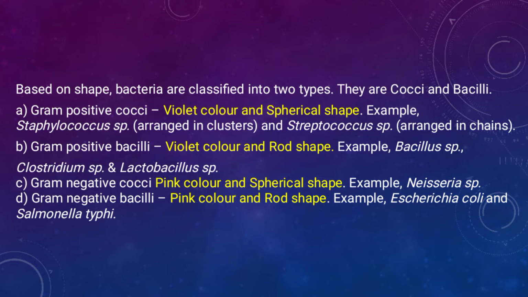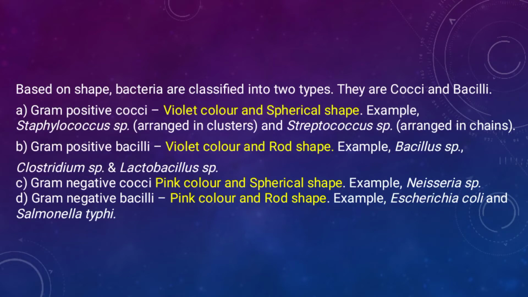Gram-positive cocci, violet color and spherical shape. Example: Staphylococcus species arranged in clusters and Streptococcus species arranged in chains. Gram-positive bacilli, violet color and rod shape. Example: Bacillus species, Clostridium species and Lactobacillus species. Gram-negative cocci, pink color and spherical shape. Example: Neisseria species.